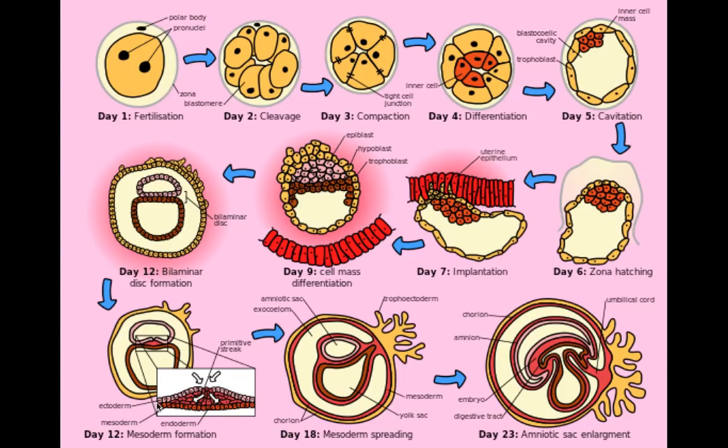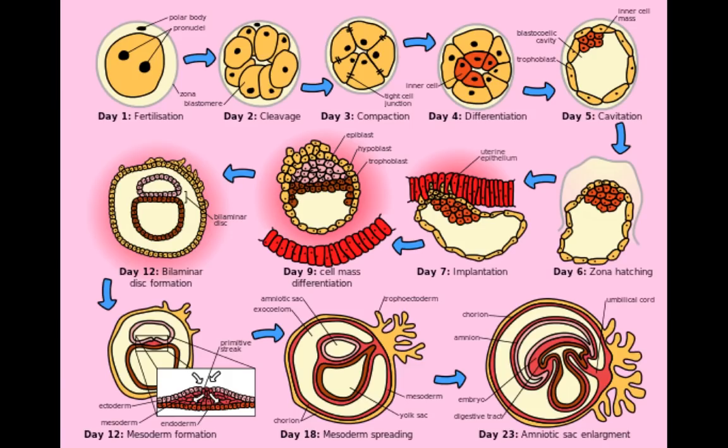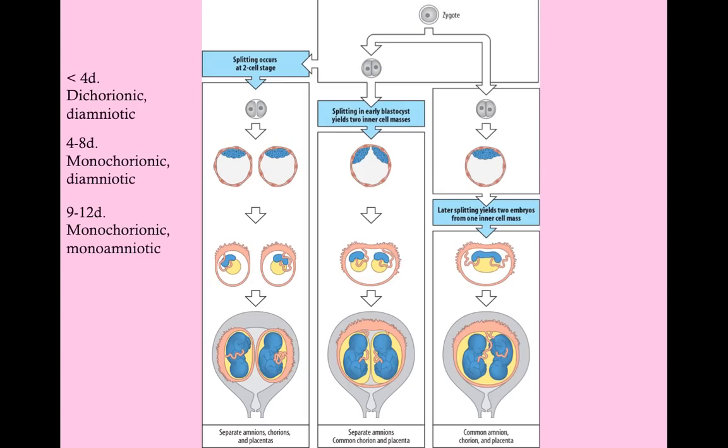Okay, so why is this important? If the splitting occurs before the trophoblast begins to form, you are going to have 2 embryos with separate trophoblasts. So if your splitting occurred at day 2, for instance, you're going to have 2 embryos with their own trophoblastic layers. That means you're going to have 2 separate placentas. And because the amniotic sac hasn't even begun to develop yet, you're going to have 2 separate amniotic sacs. And so what we are left with are separate placentas and separate amniotic sacs. So we call this dichorionic, diamniotic.